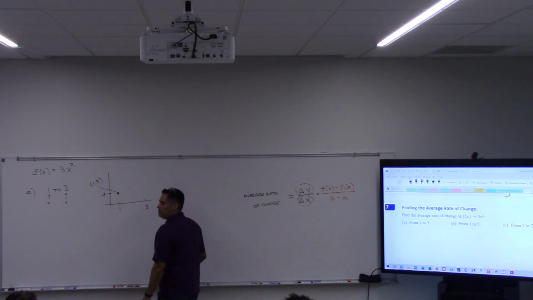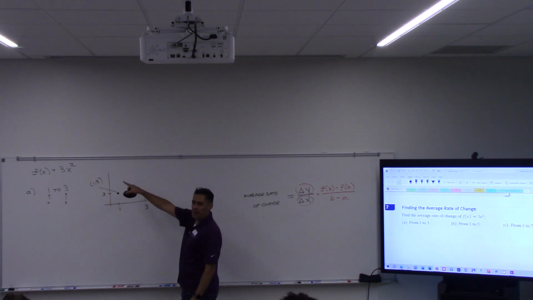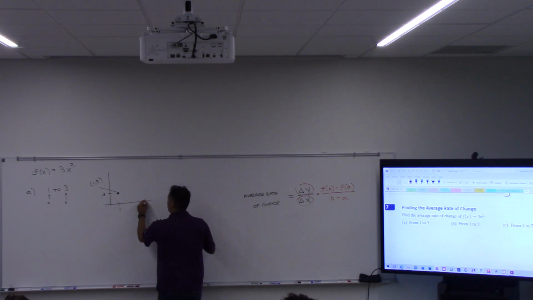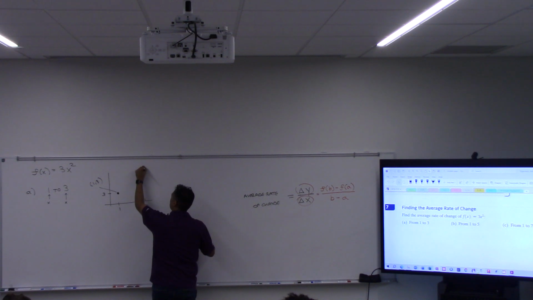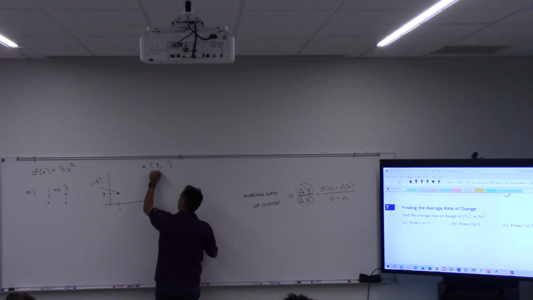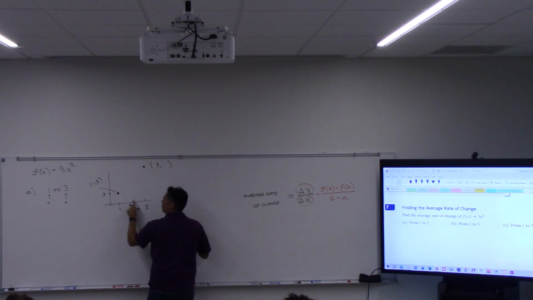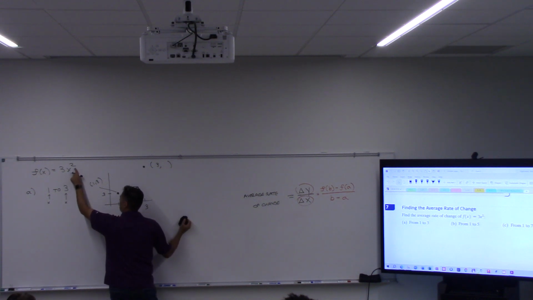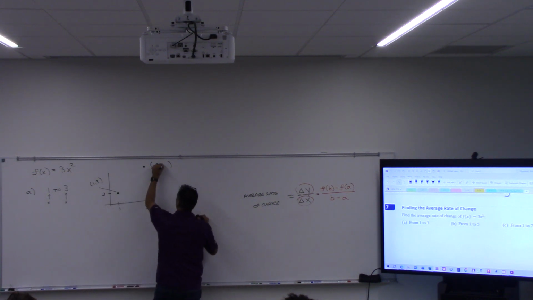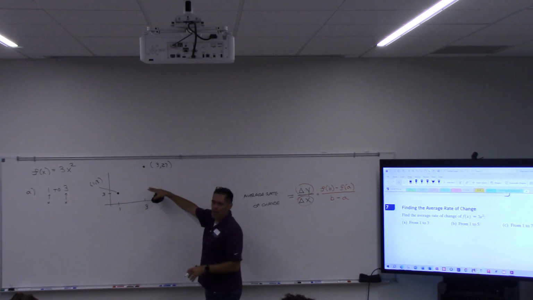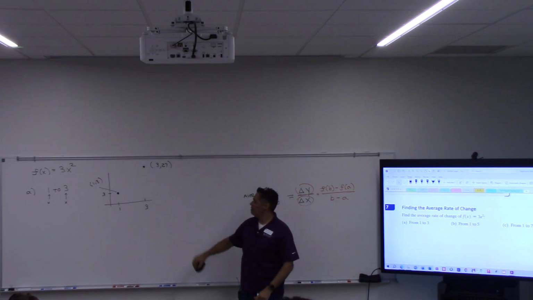Right? And now I'm going to plug 3 into that function. So when I plug in 3, what do I get? Point way up here. What is it? 3 squared, 9 times 3, 27. So not drawn to scale, but yes, you see it?